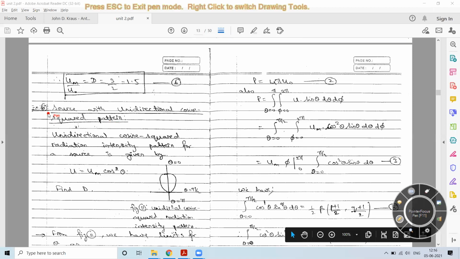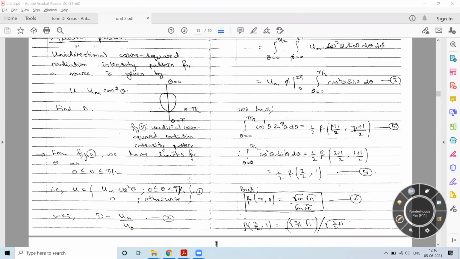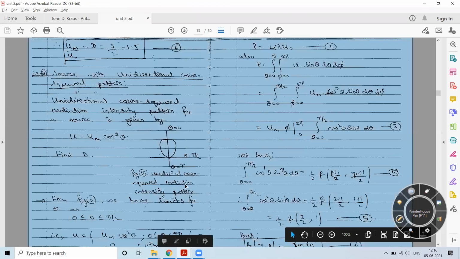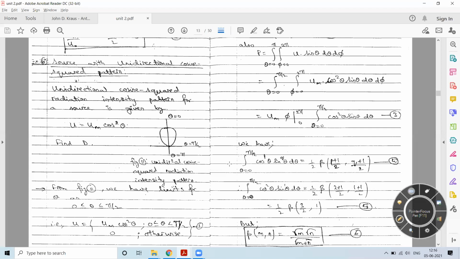Here we have given a source with a unidirectional cosine squared pattern. Since it is unidirectional, theta will be in the range of 0 to pi by 2, and the rest of the steps will be the same. If it is bidirectional, it will be in the range of 0 to pi. These are a few things you can look out for. You can use different equations to simplify the integration, since you get cos multiplied with sine terms regularly.